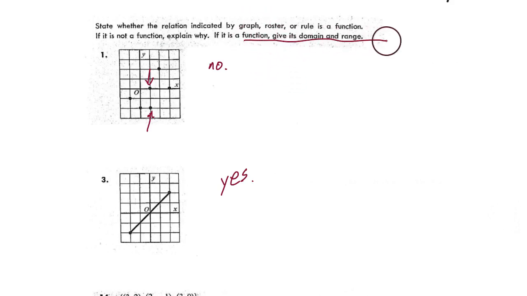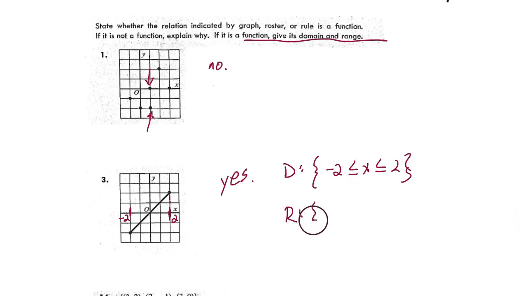In the last one, we're asked to give the domain and the range if it's a function. So the domain is all your x values. Right there is as far left as it goes, negative 2. And right there at positive 2 is as far right that it goes. So the domain is that x is in between negative 2 and positive 2.